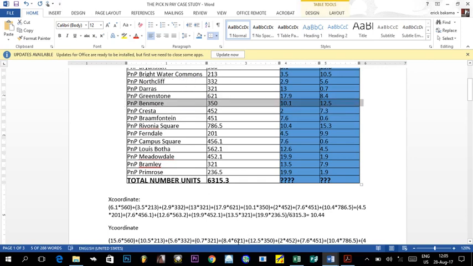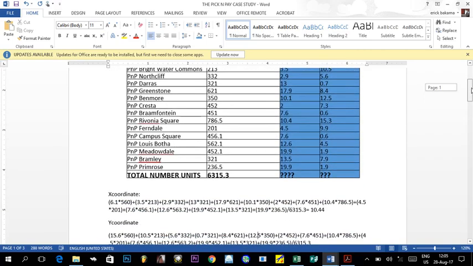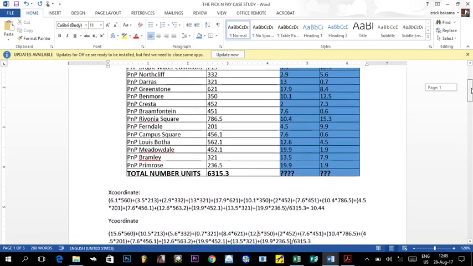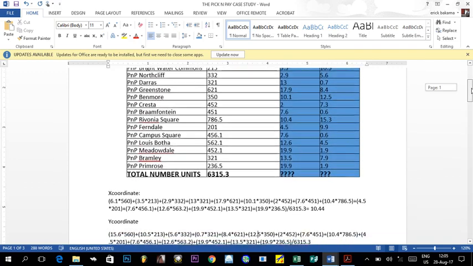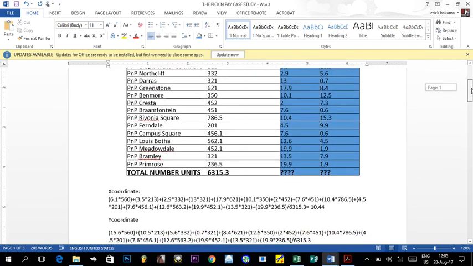Pick and Pay Cresta was here, and Pick and Pay Cresta was 350. It seems like I made a mistake somewhere. Let me check back. So we have 15,6, 10,5, 5,6, 0,7, 8,4, 12,5, and then yeah, we are on Pick and Pay Cresta here, which is 7,3. So you have 7,3 here.